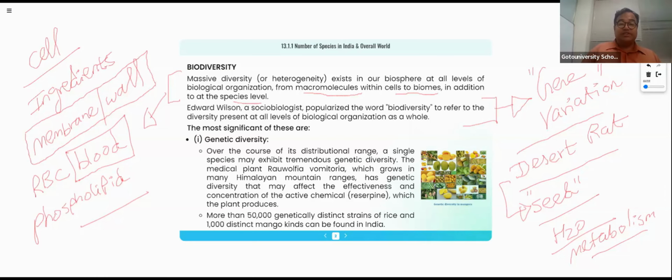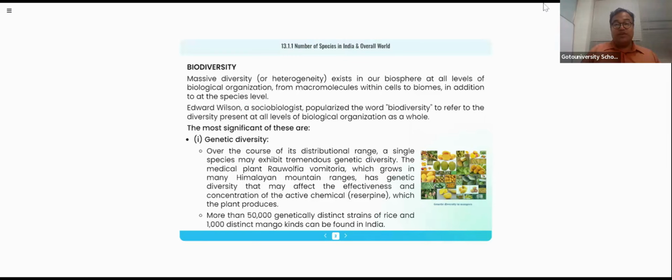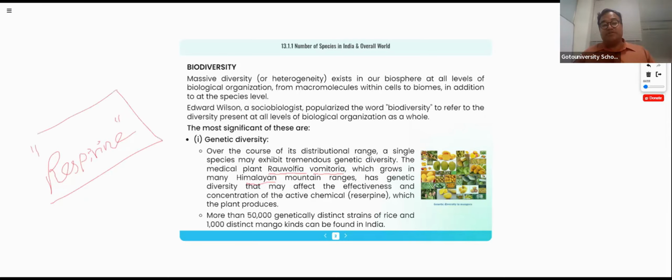Now let me enter into genetic diversity. What we need to understand here is Rauwolfia, and how I'm pronouncing the word, in the same way you need to address the word. Rauwolfia vomitoria is a quite amazing species which grows in the Himalayan area. Why do we need to think about this plant? Because it has a reserpine molecule in it, which is quite amazing for treating or recovering from respiratory infection. We can use this particular plant.